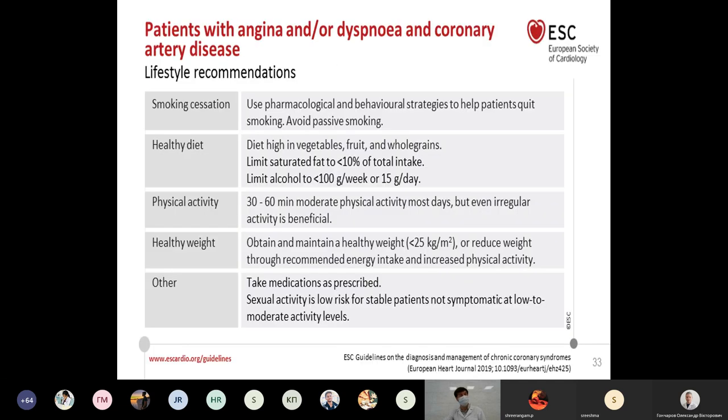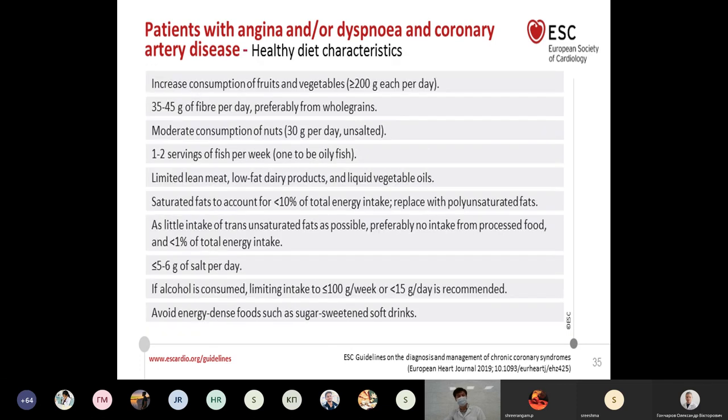First of all, please provide some recommendations for lifestyle modification, including complete smoking cessation, healthy diet, physical activity, healthy weight, and the others. Smoking cessation and healthy diet are very simple clinical recommendations, and I want to show you some recommendations for a healthy diet, for instance.